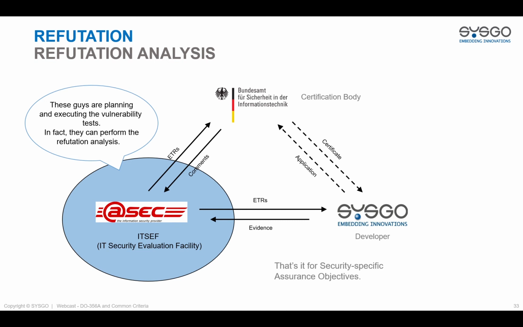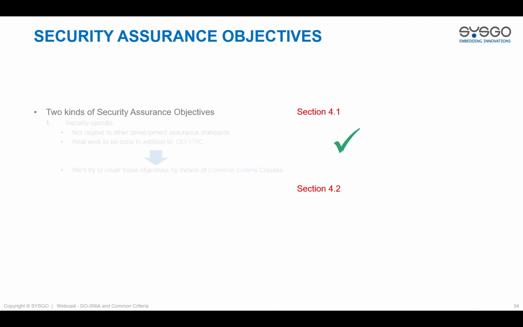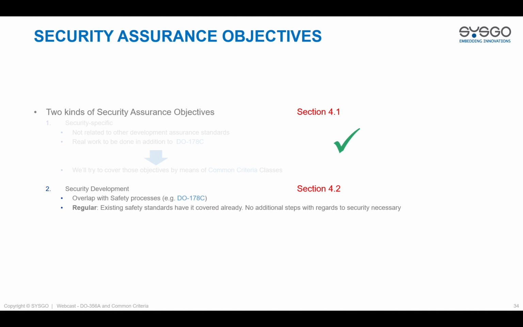And that's it for the security-specific assurance objectives. Let's take a quick look at the remaining ones. These are the security development objectives, and these are mostly known from safety processes. As I've said before, there are regular ones, which means there's no difference to what we know from safety standards, and there are augmented requirements.